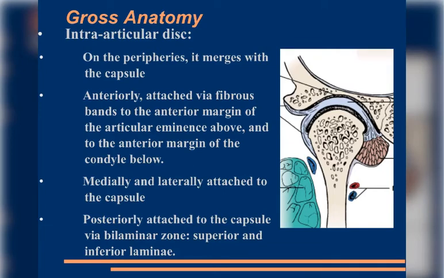On the peripheries, the disc merges with the capsule. Anteriorly, it's attached via fibrous bands to the anterior margin of the articular eminence above and the anterior margin of the condyle below. So it's bound to both the articular eminence and the condyle, medially and laterally attached to the capsule, and posteriorly attached to the capsule via the bilaminar zone, superior and inferior laminae, as we explained before. Superior lamina, inferior lamina.